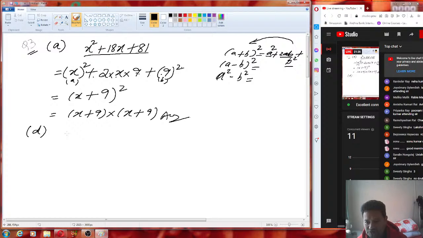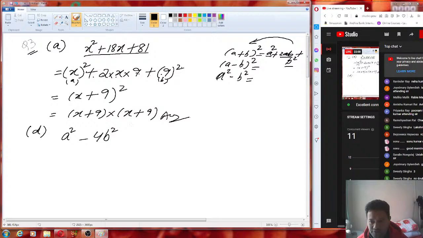Well, there are no questions, so I feel everybody understood. So let's continue with number 3D. Whatever problem I'm doing, remember these are important, and you'll know that after I give you the suggestion. So in number D we have a square minus 4b square.